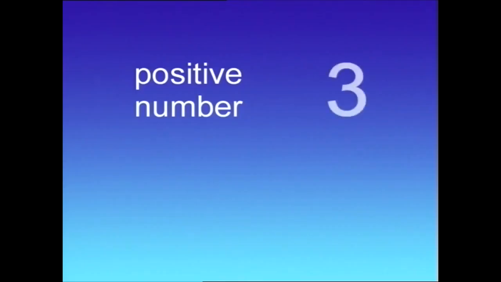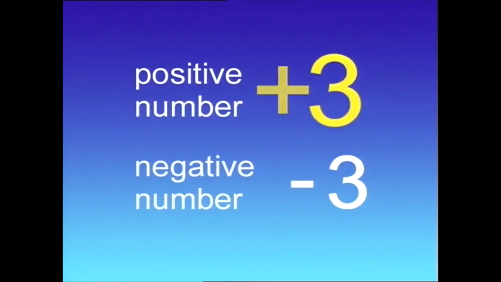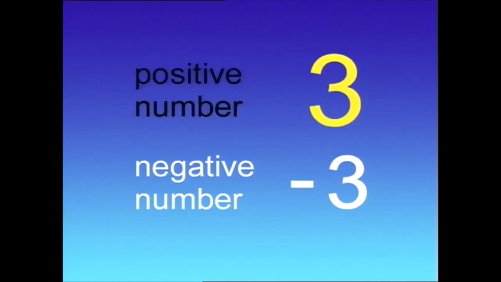Did you notice how we presented the positive and negative numbers? For positive numbers, we write a positive sign in front of the number. On the other hand, for negative numbers, we write a negative sign in front. As positive numbers are used most commonly, we generally omit the positive sign. So this means a number without a sign in front of it is considered a positive number.